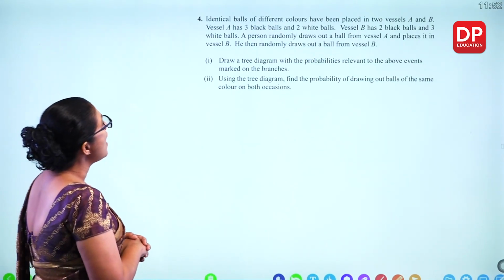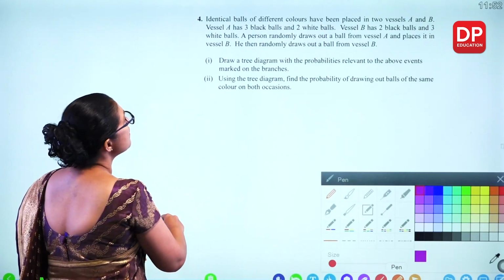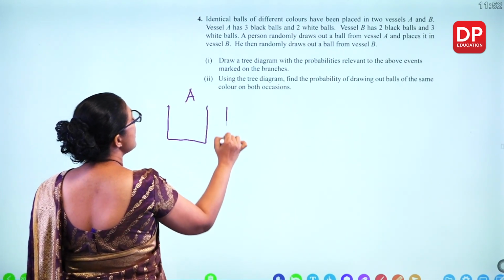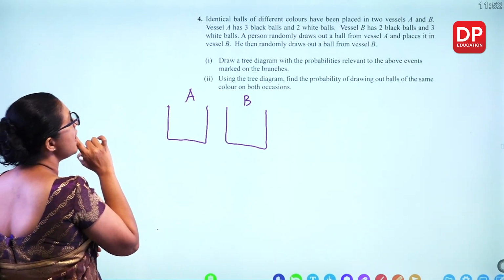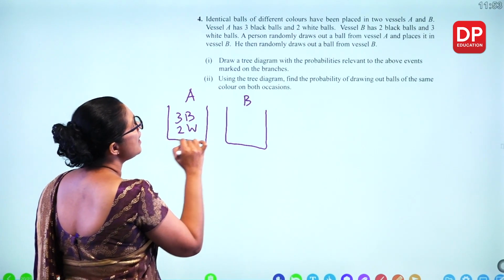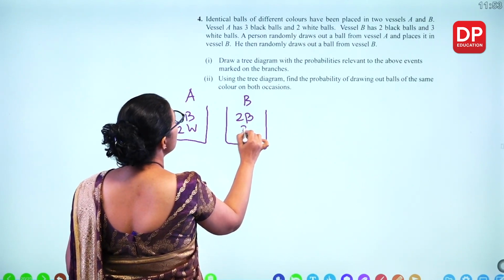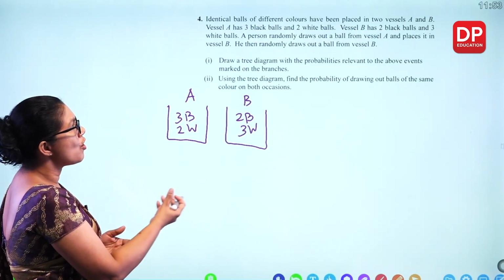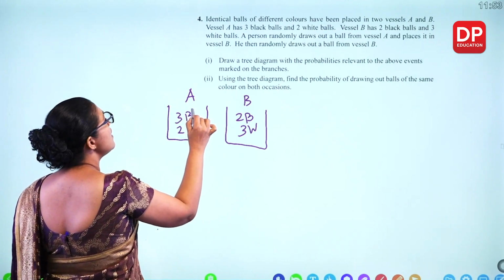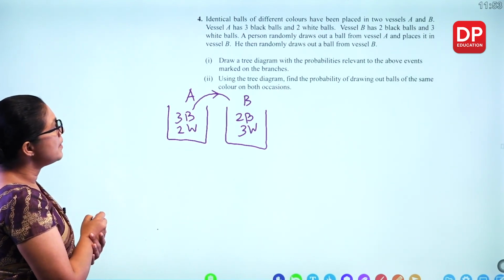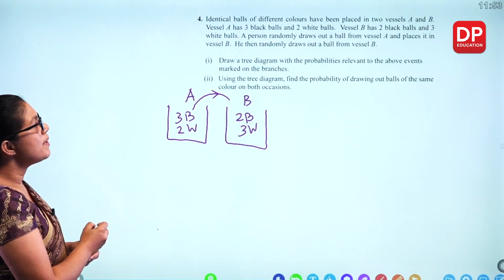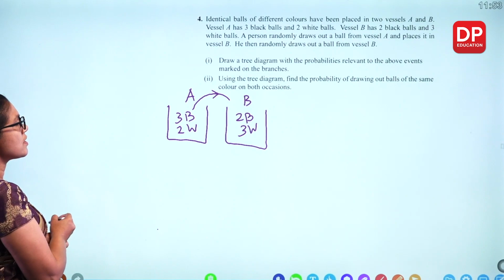Question number 4. Identical balls of different colors have been placed in 2 vessels A and B. So 2 vessels are there, A, B. Vessel A has 3 black balls and 2 white balls. Vessel B, 2 black balls and 3 white balls. A person randomly draws out a ball from vessel A and places it in vessel B. So take one and places in vessel B. He then randomly draws out a ball from vessel B. Draw a tree diagram with the probabilities relevant to the above events marked on the branches.